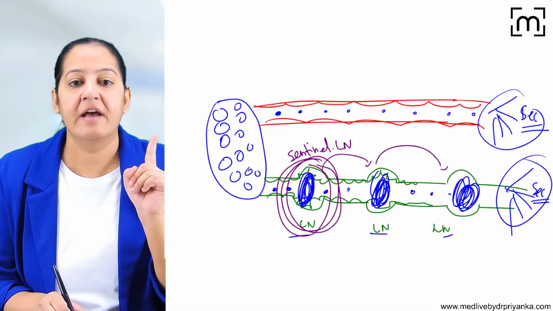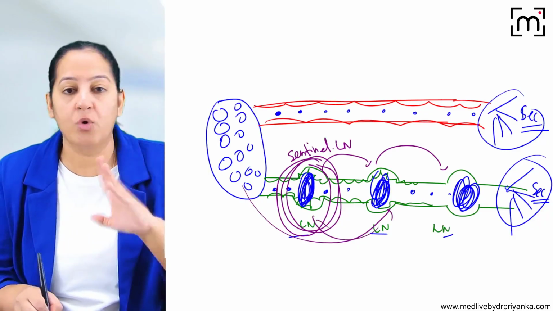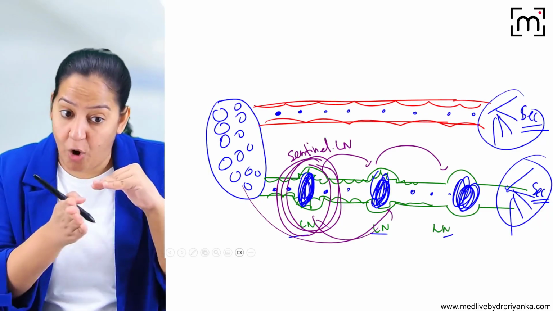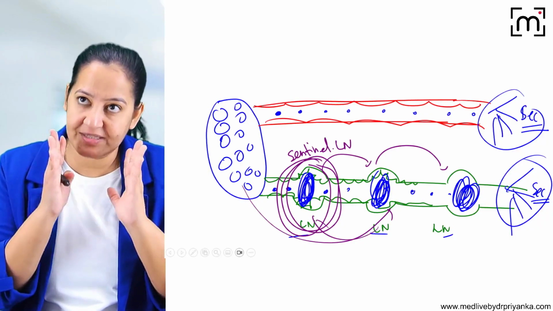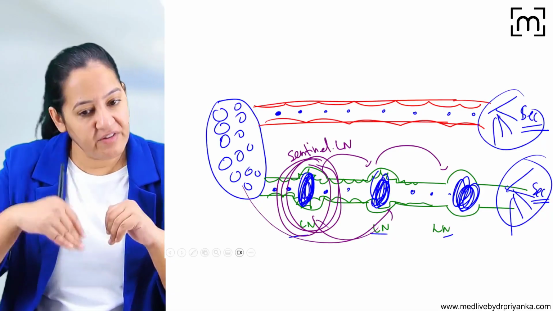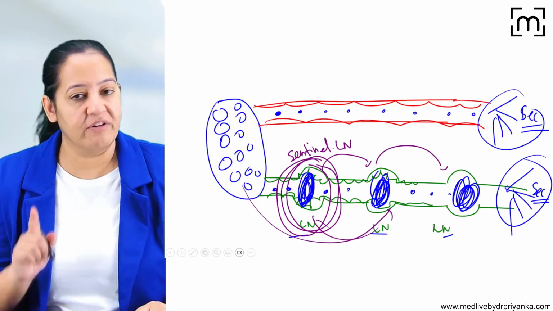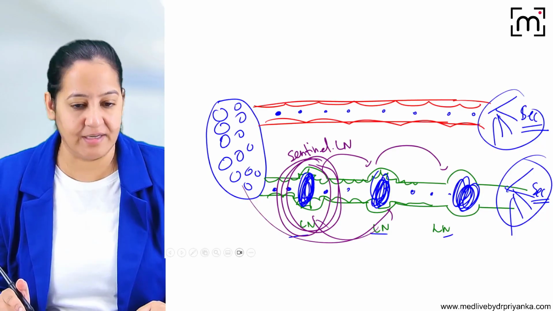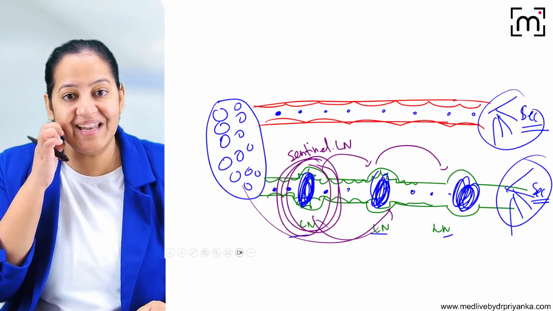It is not the case that first this one will be involved, then this one. No, it will be in sequence, on the way, on the route, one by one. The one which comes first is involved first. The one which comes later is involved later. So the first lymph node is known as the sentinel lymph node. So that is the lymphatic spread.